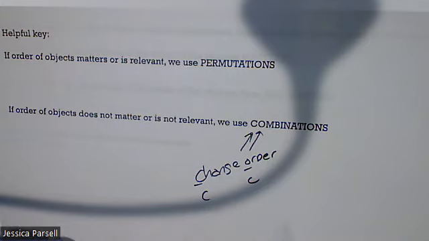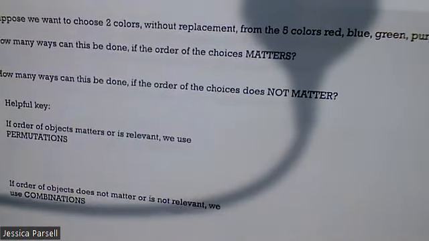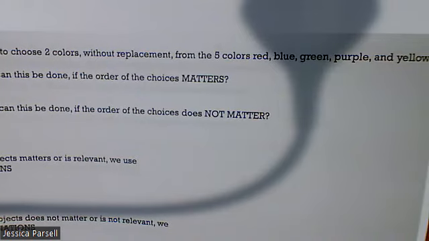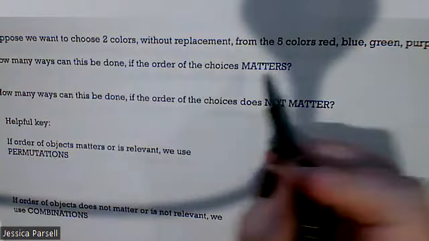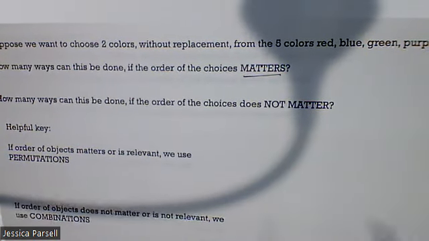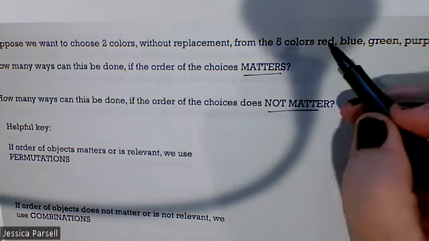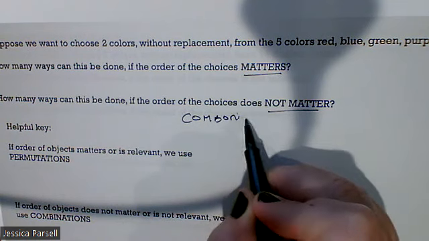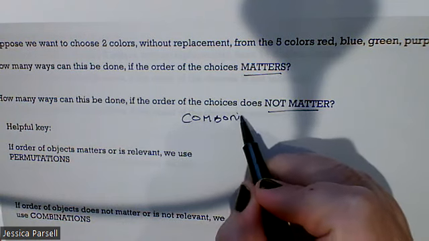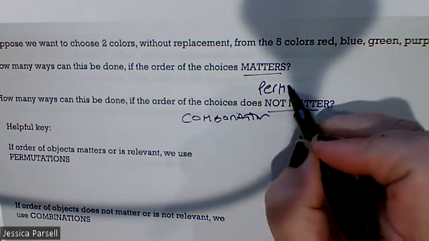Okay, so let's get into some problems that you will see in your homework. Suppose we want to choose 2 colors without replacement from 5 colors: red, blue, green, purple, and yellow. How many ways can this be done if the order of the choices matters? How many ways can this be done if the order of the choices does not matter? If you're allowed to change order, that's a combination. And if the order matters, we know we're going to permute. That's a permutation.